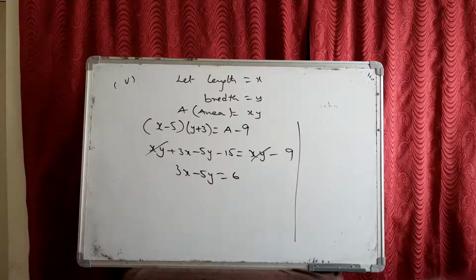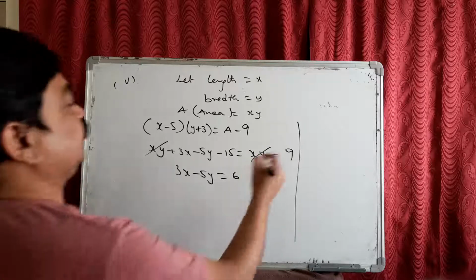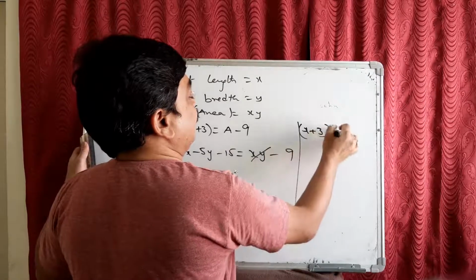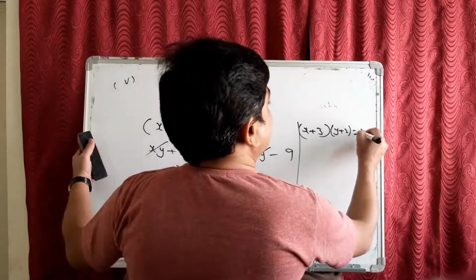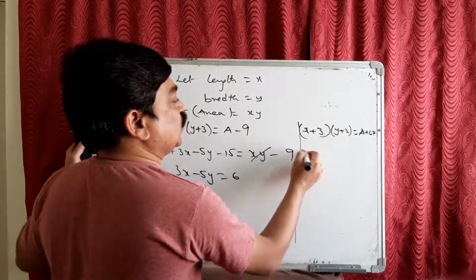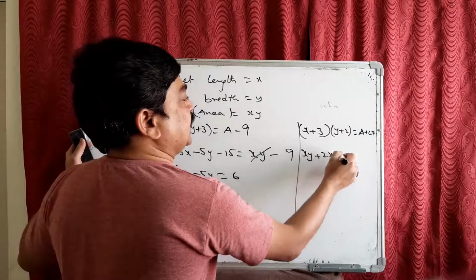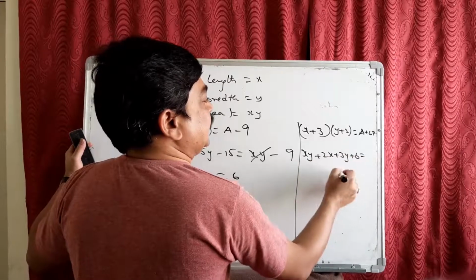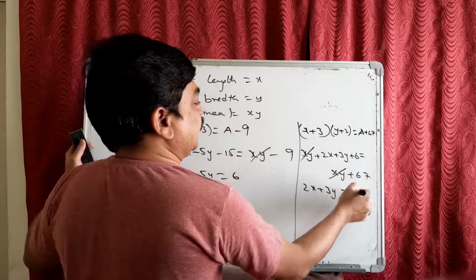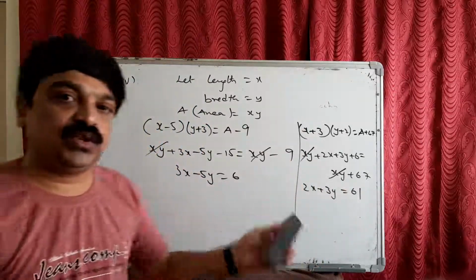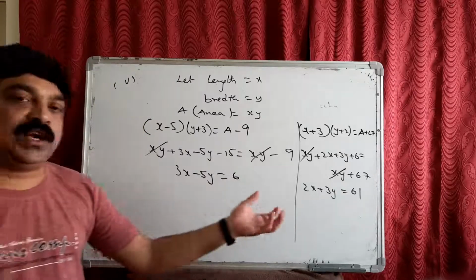The next condition is, if we increase the length by 3 and breadth by 2, both increase. What is happening here? The area increases by 67 square units. That means area plus 67. Multiply these two also: xy plus 2x plus 3y plus 6. The area is xy plus 67. You can cancel xy. So 2x plus 3y is 61. Now you solve these two using cross multiplication. This is the end of this exercise.